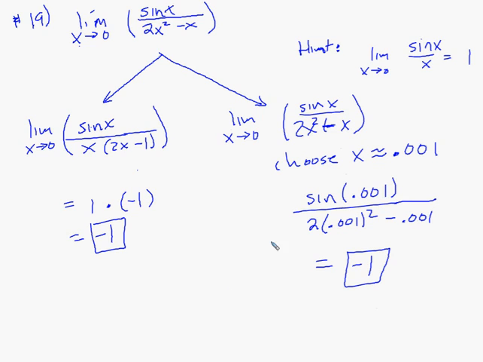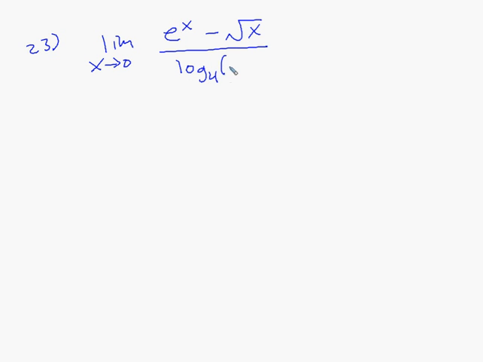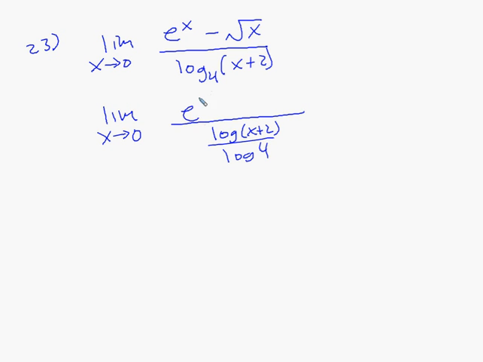And this second method is actually what you have to do for some other limits in the section, like number 23, where we have the limit as x approaches 0 of e to the x minus root x all over log base 4 of x plus 2. Now we haven't seen logs for a while, but we can go ahead and use the change of base formula on that, because that's a base 4 and our calculator can't do that. So that's going to be equal to the log of x plus 2 all over log of 4, and then e to the x minus root x.